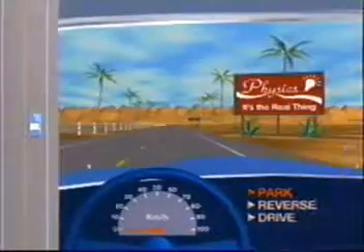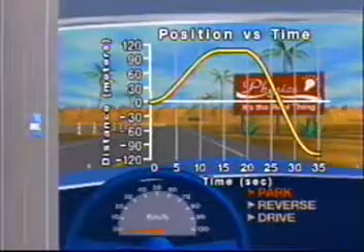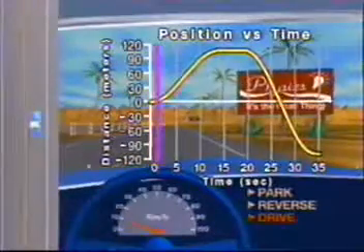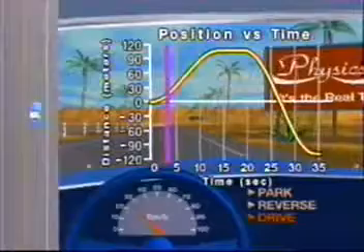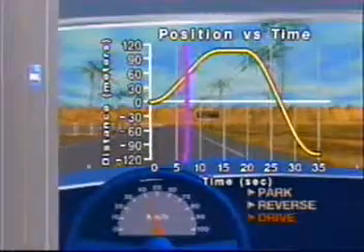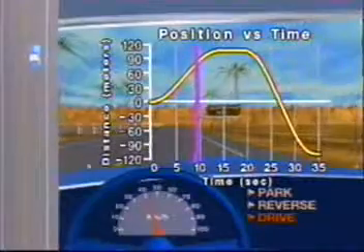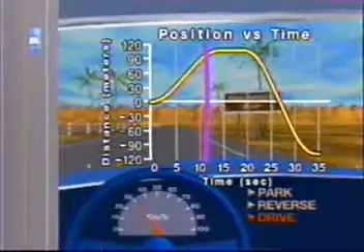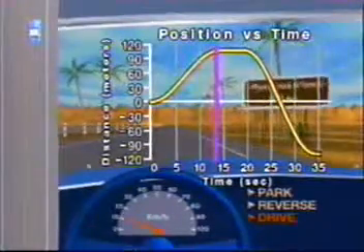If we look at a graph of displacement versus time for this same motion, the curve has the shape of a parabola during the acceleration period. During constant velocity, the position increases linearly with time. As the car decelerates, the slope gradually decreases.